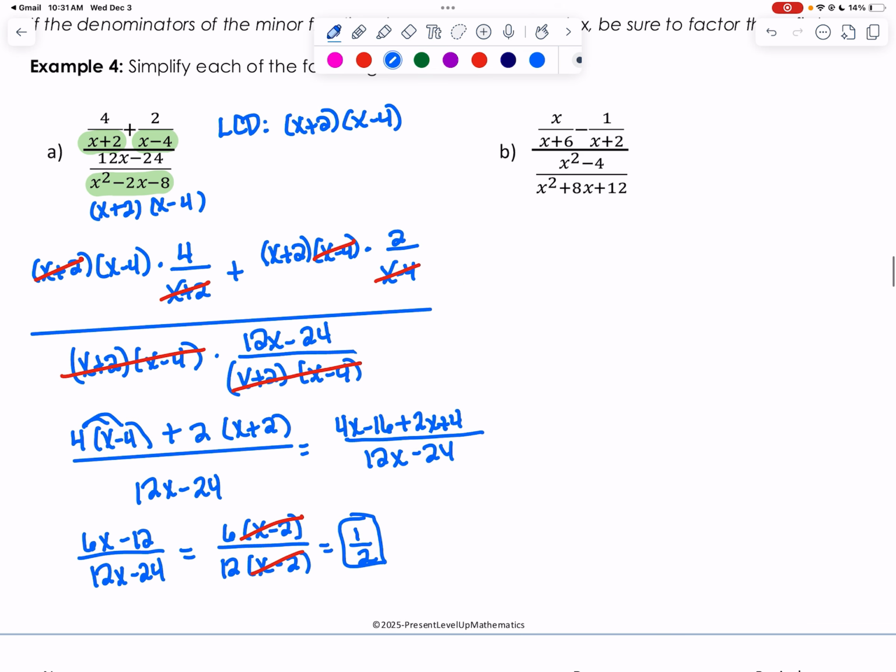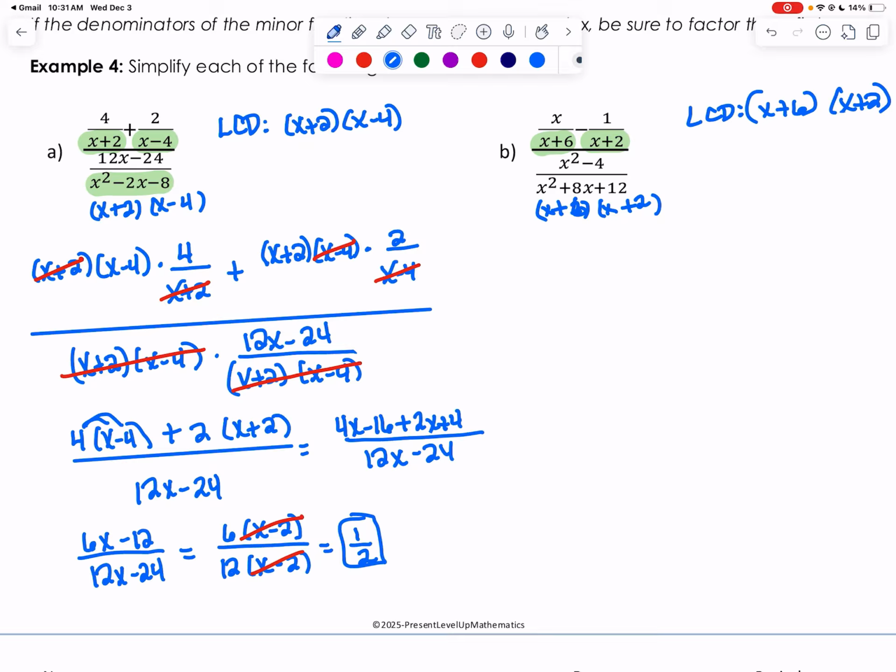All right, problem B. We have our denominators, x plus 6, x plus 2. So I'm going to need to factor this denominator. So for x squared, I'll use x times x. For 12, I'm going to use 6 times 2. Make them both positive. So our LCD here is (x + 6)(x + 2). All right, pause the video and try the rest of this problem on your own.